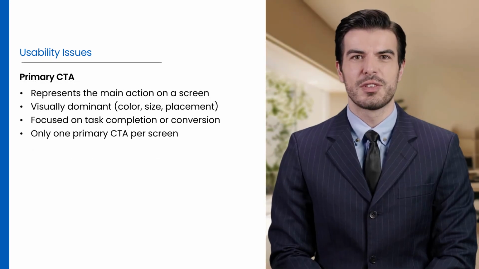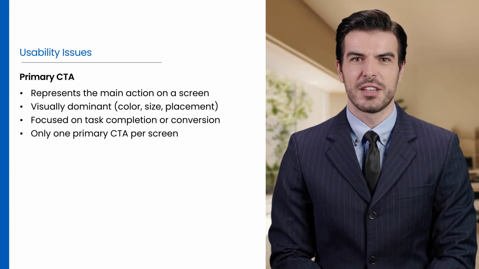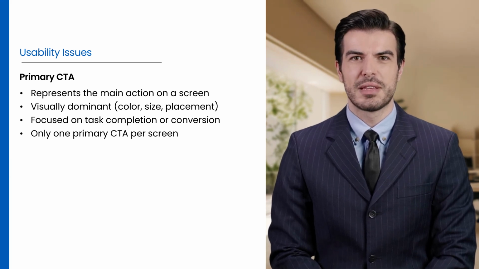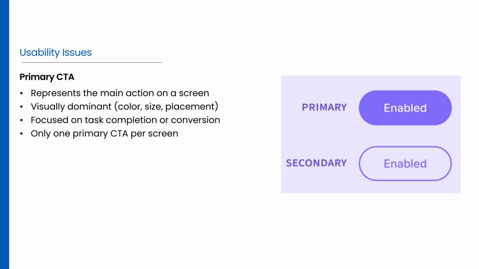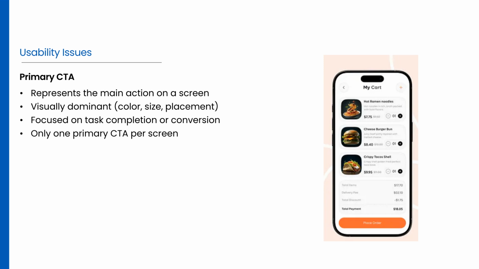There are different types of CTAs, such as primary and secondary, each designed to guide users based on the importance of actions. The primary CTA is the most important action on the screen. It is designed to stand out visually and guide the user toward the main goal. UX design ensures it is clear, prominent, and easy to access. For example, in a food delivery app, place order is the primary CTA, as it completes the user's goal.